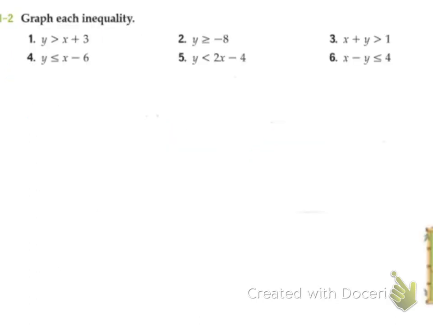Your homework is just to graph 6 different inequalities. Make sure some of those are in standard form, some of them are in slope-intercept form. Find your critical points, solid or dotted, check a point, and shade.